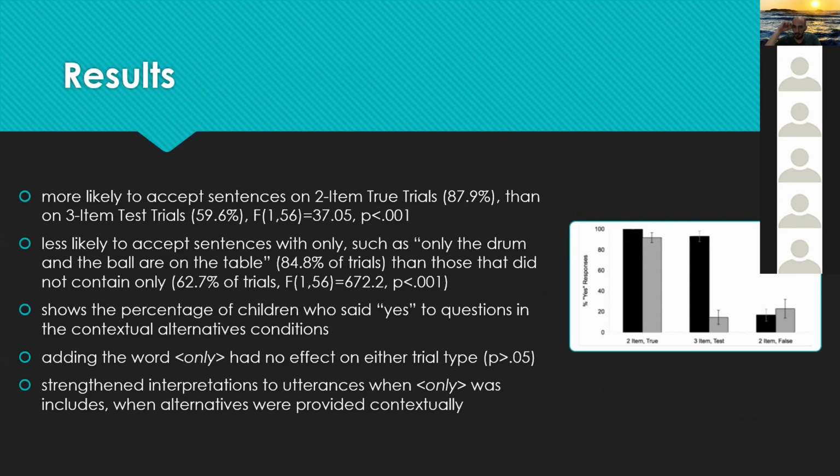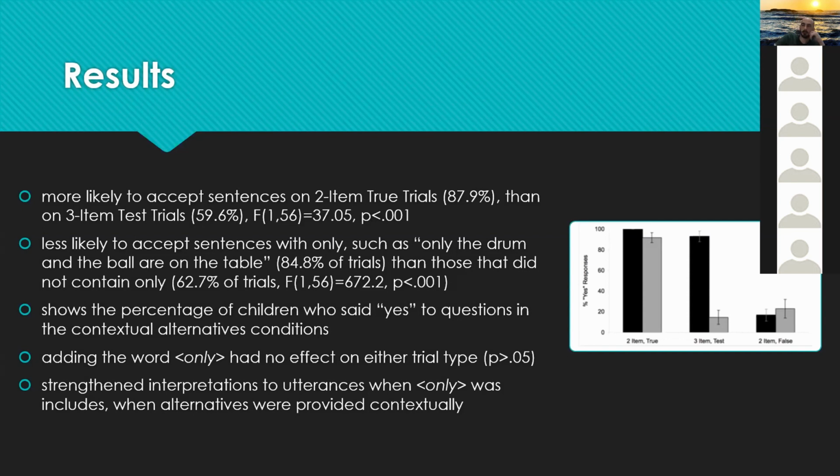And they were also less likely to accept sentences with only, such as only the drum and the ball are on the table, with 84.8% of the trials, than those that did not contain only, so 62.7%. On the picture in the presentation, you can see the percentage of the children who said yes to the questions in the contextual alternatives conditions. And as expected, adding the word only had no effect on either of these trial types, except for the critical 3-item test trials, because they tested with contextual alternatives, and then they were highly sensitive to the word only.